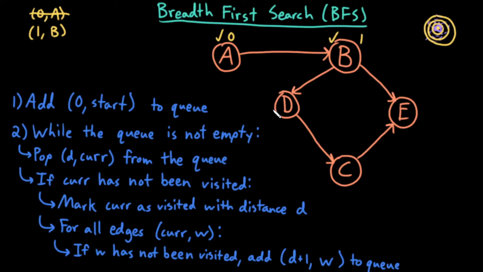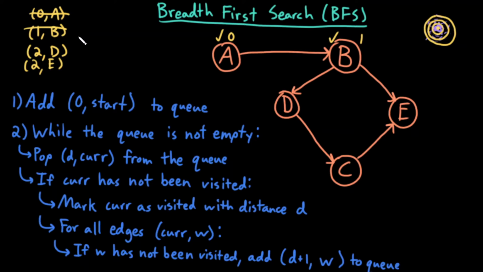So first, I'm going to look at D. So if w, so D, has not been visited, nope, it hasn't been visited, add d plus 1 and the neighbor to the q. So I add 1 plus 1, which is 2, D to the q. And now E has also not been visited, so I add 1 plus 1, since d is still 1, so again 2, node E to the q. And I'm done visiting B.